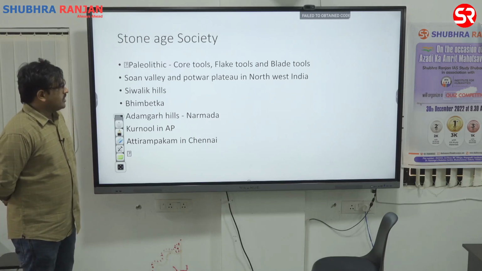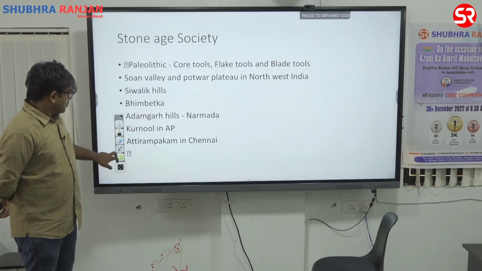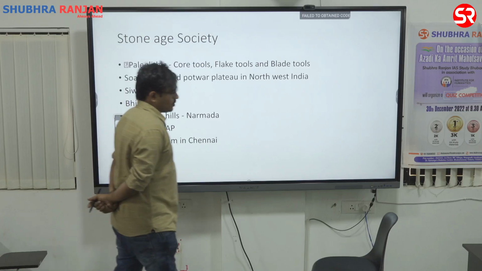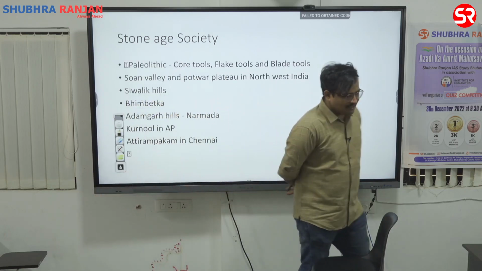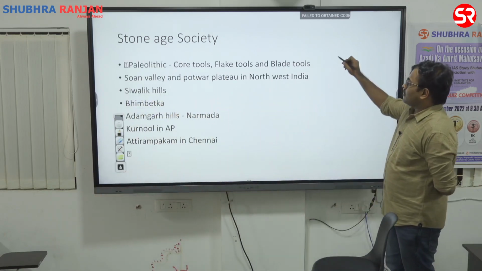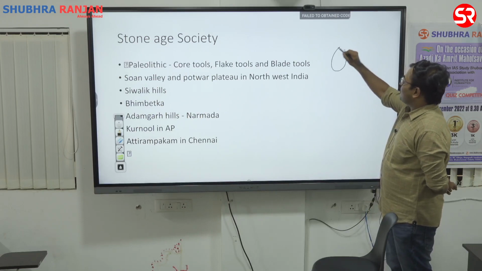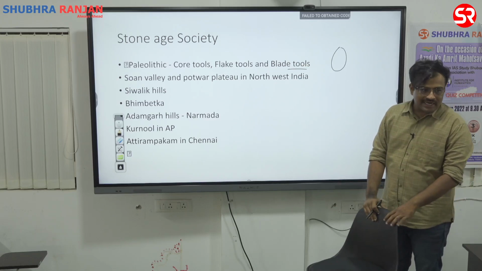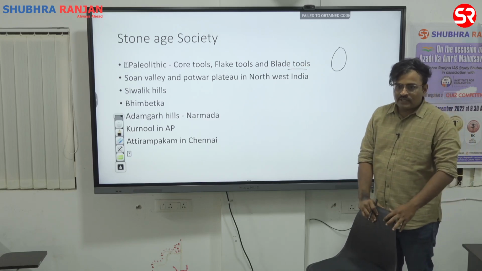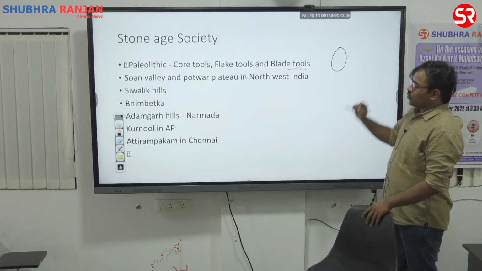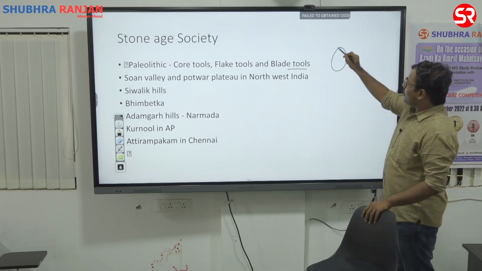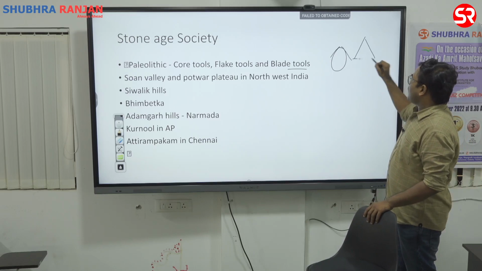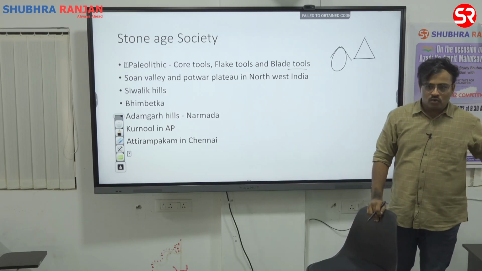These people used two types of tools, sir. One is known as the core tools. The second is known as flake tools or blade tools. Let us understand what a core tool is. First taking a stone, these people used to chip off some elements of the stone and convert it into a sharp edged tool. Then it is known as a core tool.